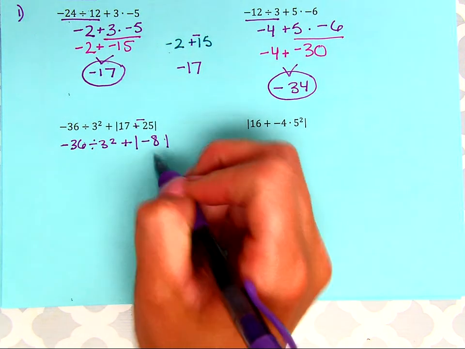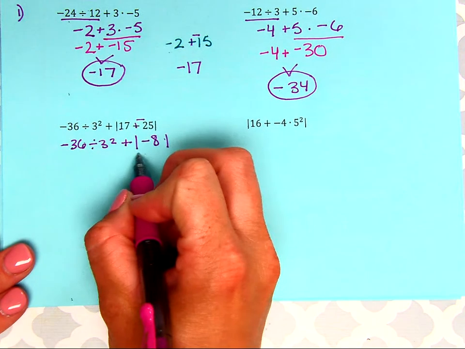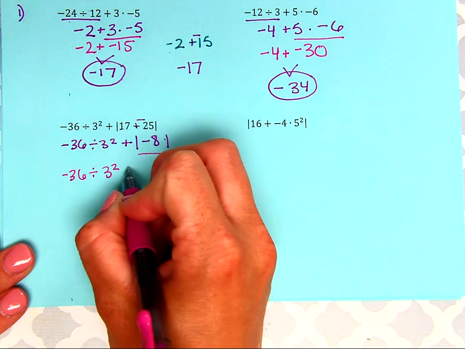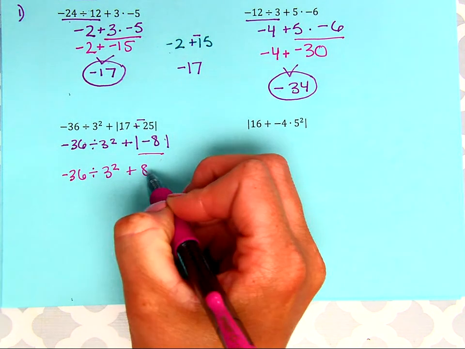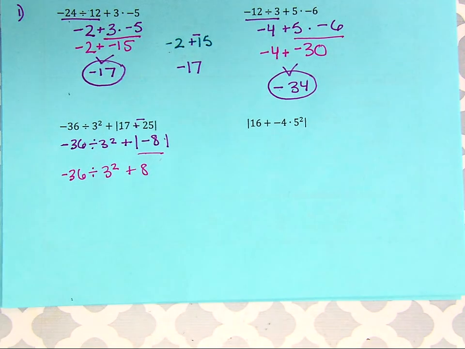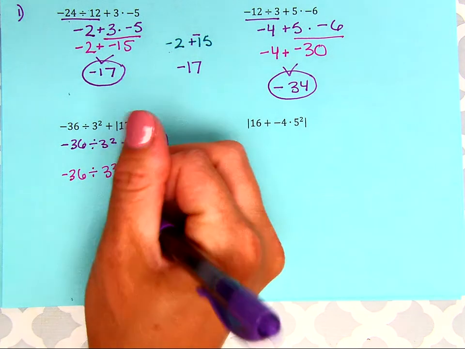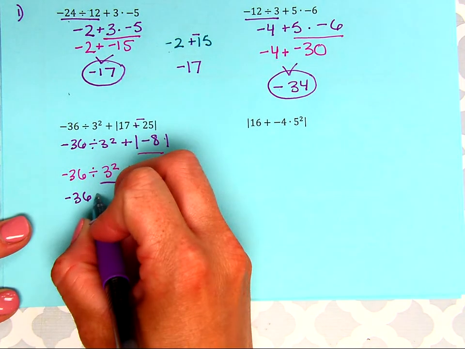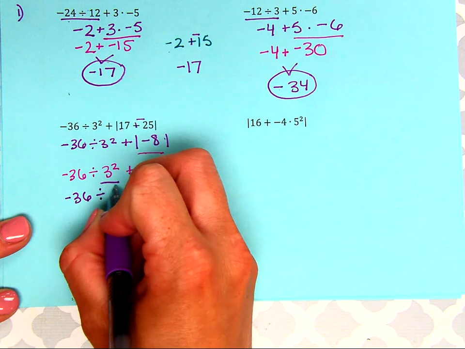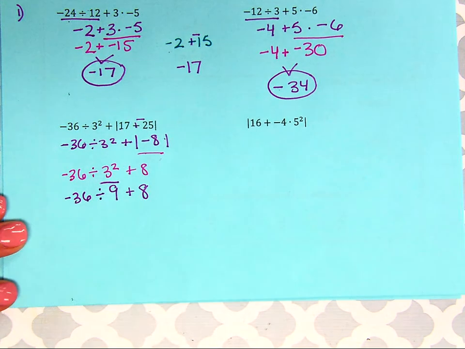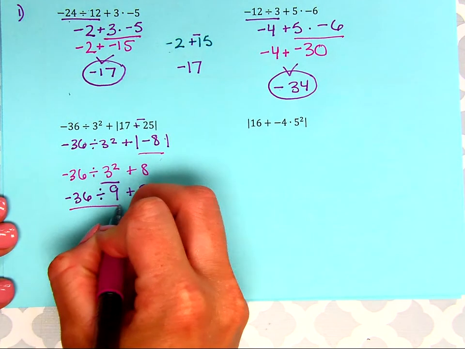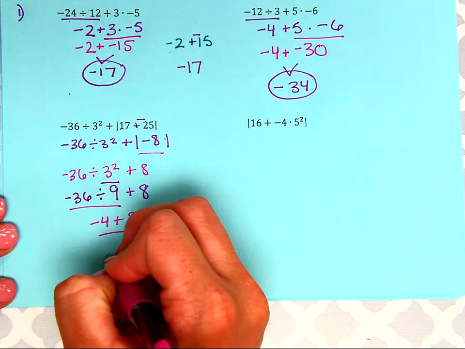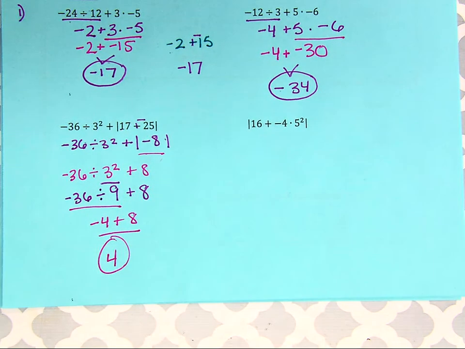Then the next step is to actually do that absolute value. That's normally a pretty quick step. Some of you might have done that in one step and just gone to plus 8. That's okay too. Next step is to do our exponent. I'm bringing down my negative 36. 3 squared is 3 times 3, which is 9. Now I can do my division, which gives me negative 4. And then the last step here makes positive 4.